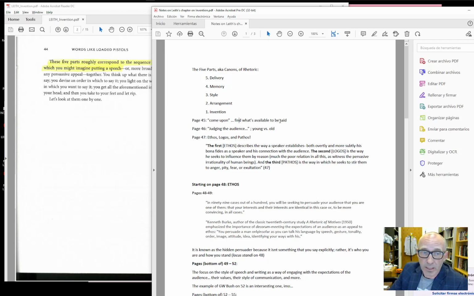That's part of the process, the basic part of the process of invention, is just finding the available means of what can be said. On 46, Leith talks about judging the audience, and he talks about Aristotle's breakdown of the differences in age between young and old audiences, and how young audiences will just have a different relationship to life than older ones. Young audiences may be more full of a kind of open optimism toward the future. Thinking of President Obama's early campaign stuff about hope, I think that was probably appealing more to younger voters than older.